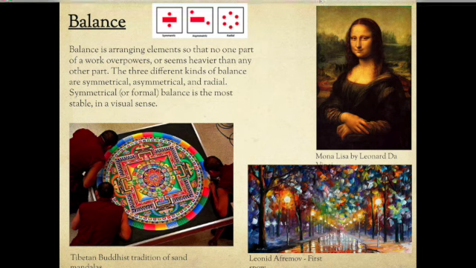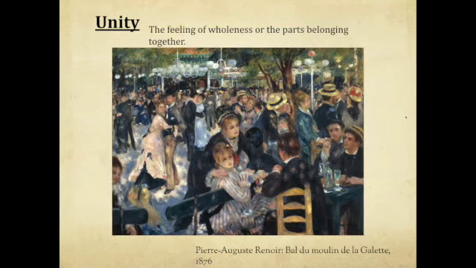The last one is unity, and this one gets tough to explain, because you want to just give this kind of definition, the feeling of wholeness or parts belonging together. Why does it have unity, Mrs. Levitt? Because everything goes together. You can't really say that. So when we're trying to talk about artwork, which we will be doing, you have to try to pinpoint some things of why this shows unity.